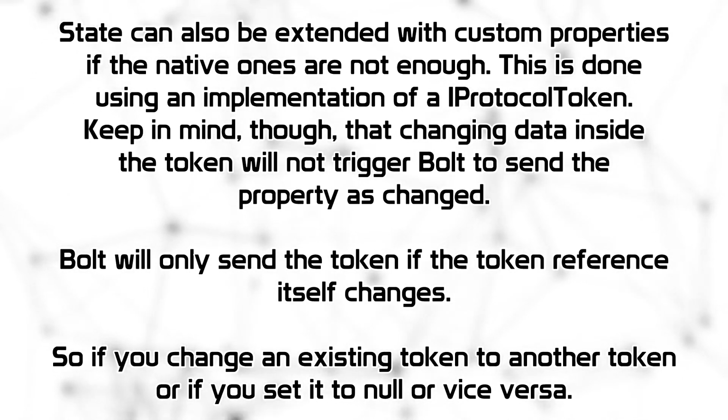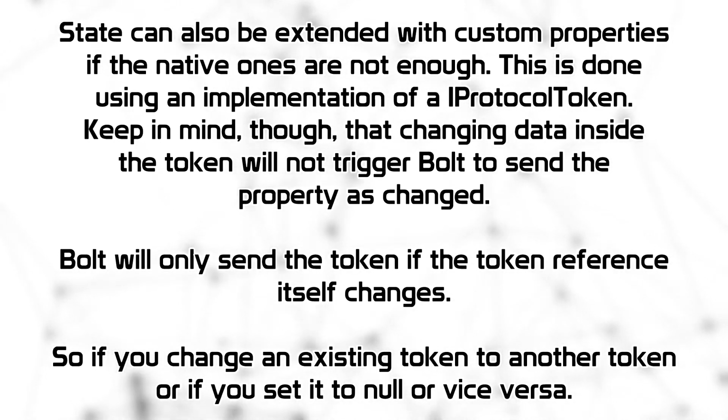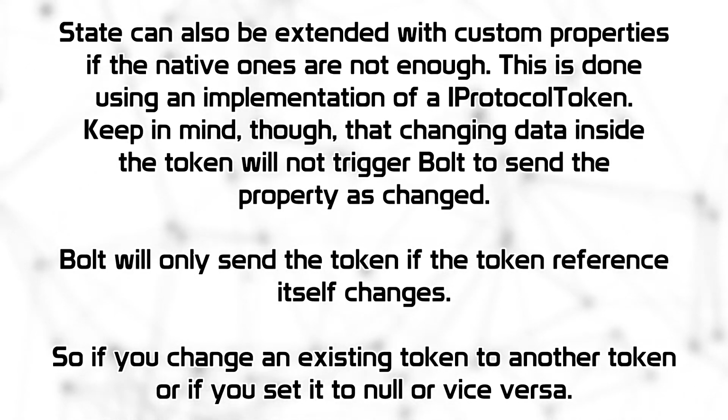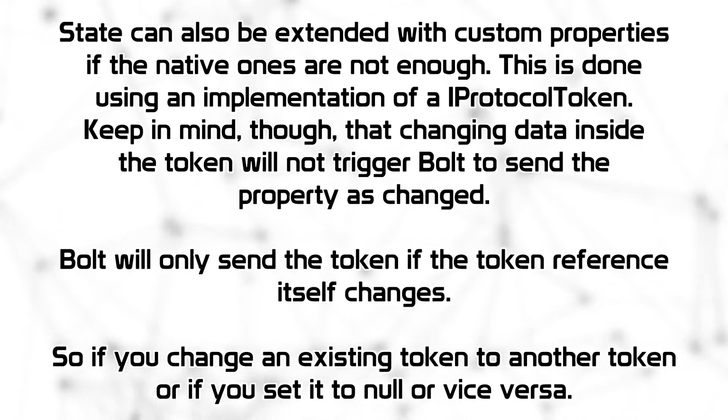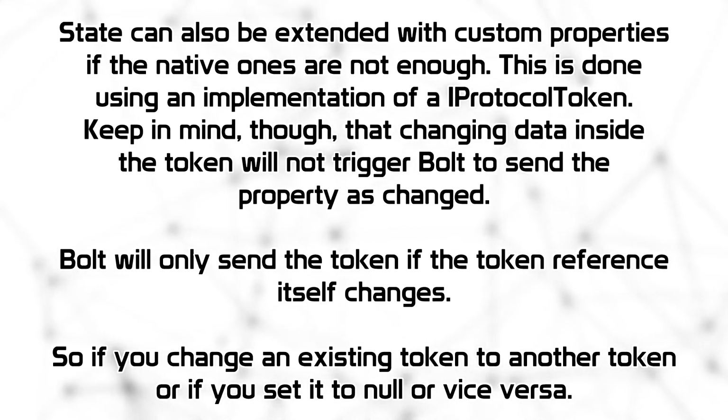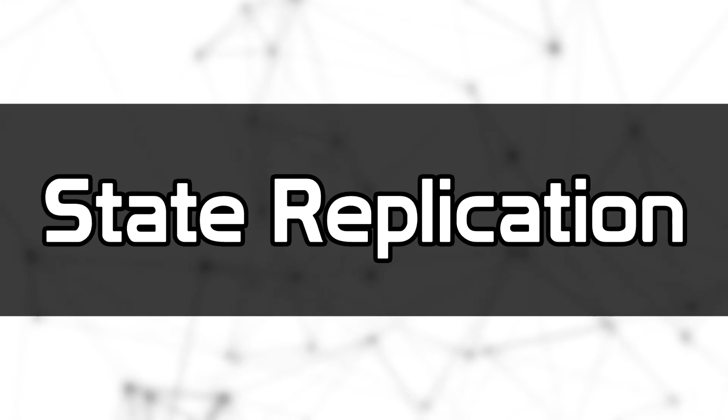This is done using an implementation of a protocol token. Keep in mind that changing data inside the token will not trigger Bolt to send the property as changed. Bolt will only send the token if the token reference itself has been changed. This means that you need to reference another token to the state, or set this token to null, or from null to a token.